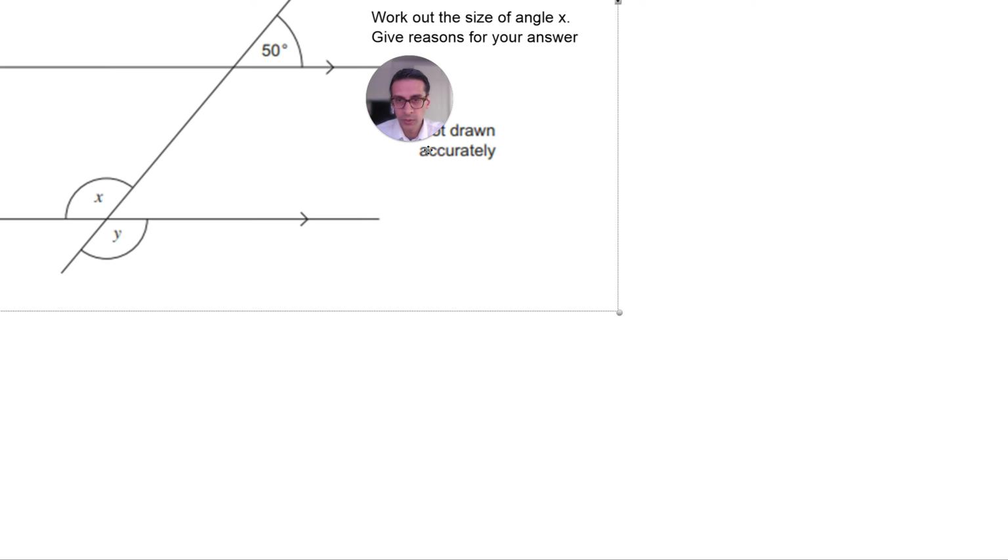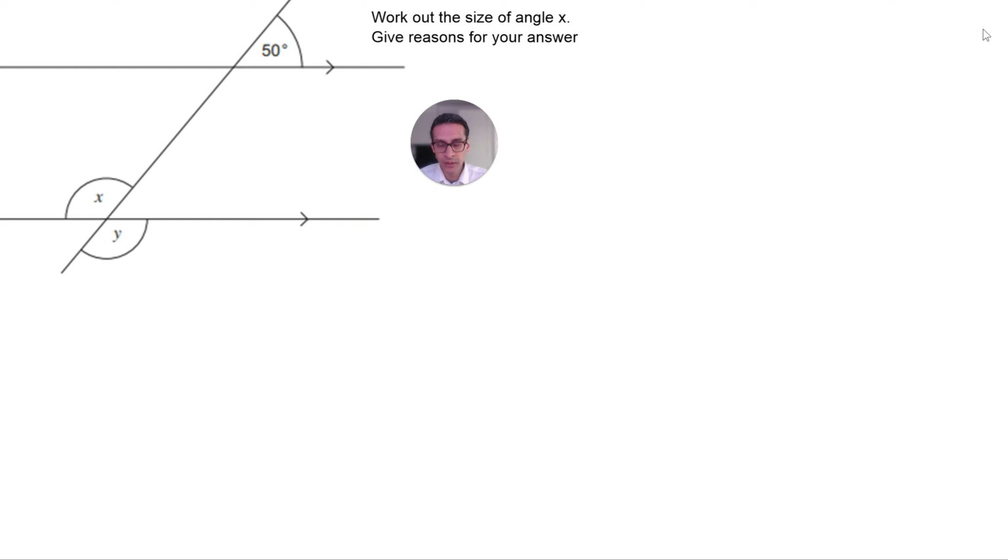Okay, next question. Pause the video and have a go with this. Now we need to make sure we're careful. There's lots of ways to do this. I'm going to take one particular approach. There's lots of different ways to do this. I can't possibly do all the ways. I'm going to work with this angle first. I'm going to say that angle is 50 degrees because it's corresponding.